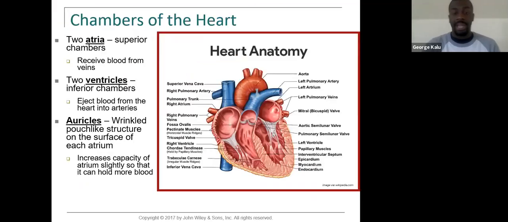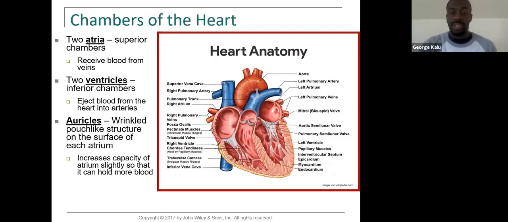Okay. So now we're going to take a look at the sets of chambers of the heart. Again, we have a total of 4 chambers. The 2 superior chambers are the atria. So we have a left atrium over here, and a right atrium on this side. The roles of the atria are to receive blood from those major veins. And we'll look at what those veins are in a second.